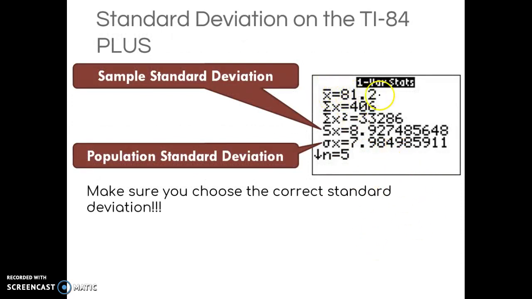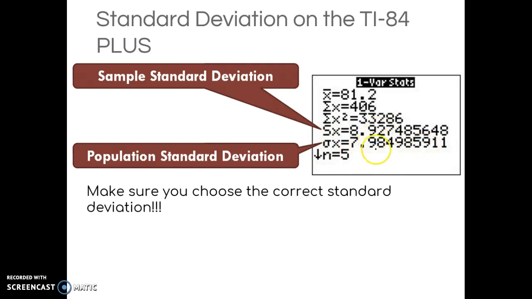At the top, you see your x bar, followed by capital sigma x, which is the sum of all the numbers. Sigma x squared would be the sum of all the numbers squared. We don't really use those. But then next you'll see Sx. If the data you put in is a sample, then this is the standard deviation, 8.92748, etc. If the data you put in the calculator is a population, you want to use this lowercase sigma x right here, which is 7.98498, etc.